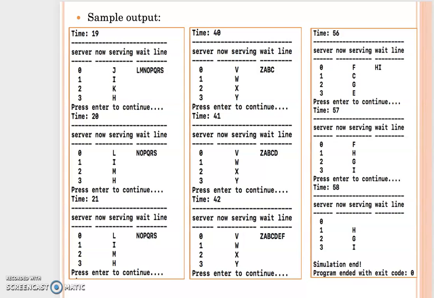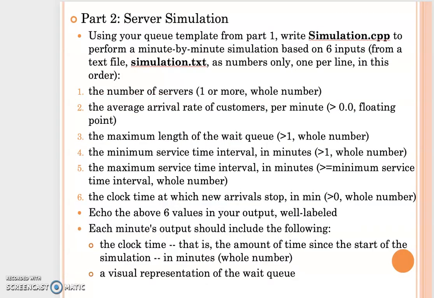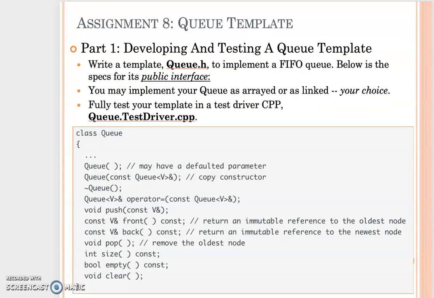So that's for your assignment 8, part 2. For part 1, I didn't talk about it because you already spent so much time on the test driver. Just remember you need to test 2 different data types for your Q test driver. String is required. Then you can choose one of the primitive data types: int, char, or double.